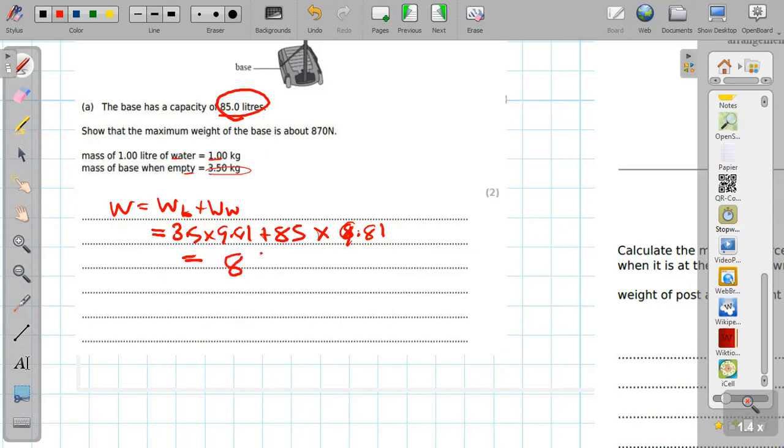So it's 868.1. What is 868.1? No, sir, 868. 868 Newton. Yeah, this one is approximately closer to 870. 870 Newton. Yeah.